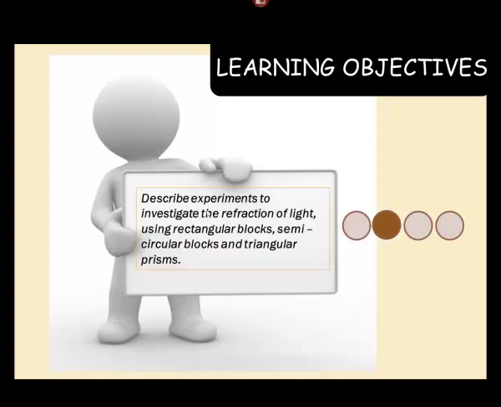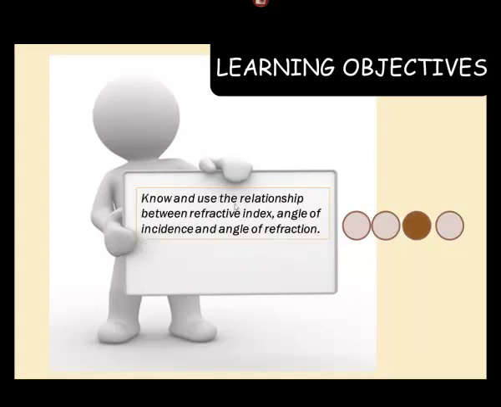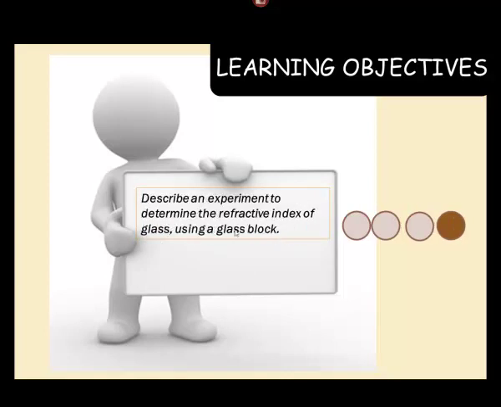Secondly, describe experiments to investigate refraction of light using rectangular blocks, semicircular blocks and also triangular prisms. Thirdly, know and use the relationship between refractive index, angle of incidence and angle of refraction. And lastly, describe an experiment to determine the refractive index of glass using a glass block.